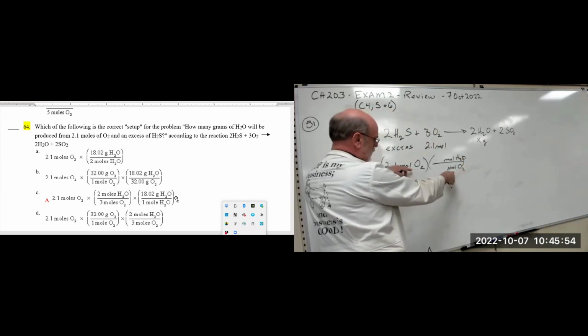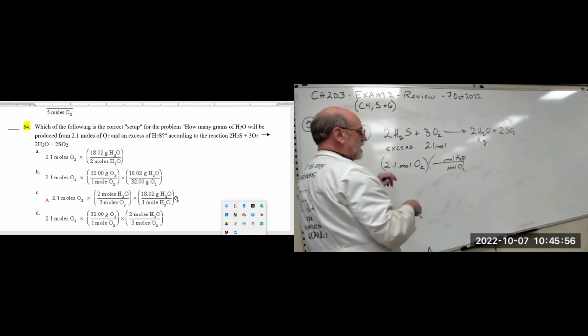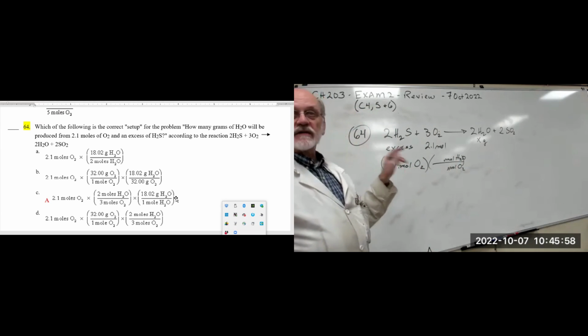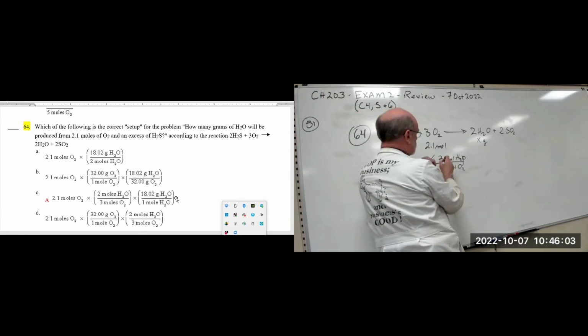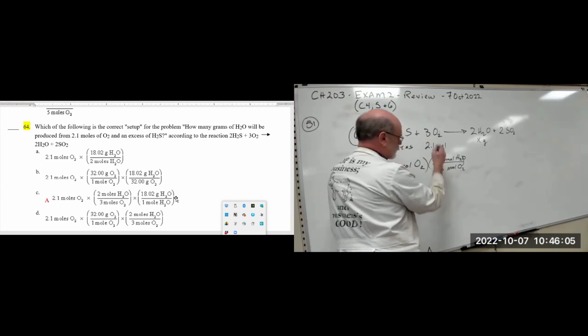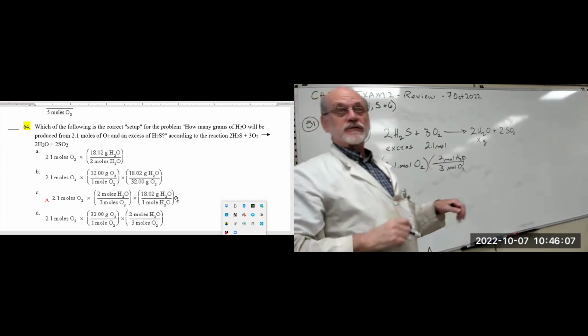Right? Cancel the moles of oxygen, leaves you with moles of water. What is the conversion factor? For every 2 moles of water, we consume 3 moles of oxygen. That's the first part of the equation.